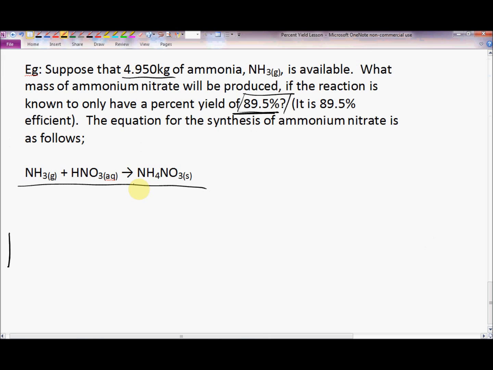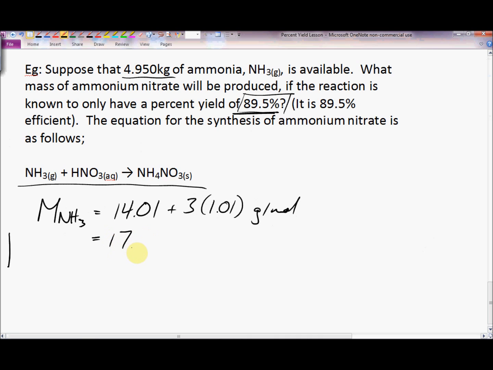So first of all, the molar mass of ammonia is equal to, for nitrogen, 14.01 plus 3 times 1.01 grams per mole. This starts out as a stoichiometry type question. And so the molar mass in total is 17.04 grams per mole. So there we have it.